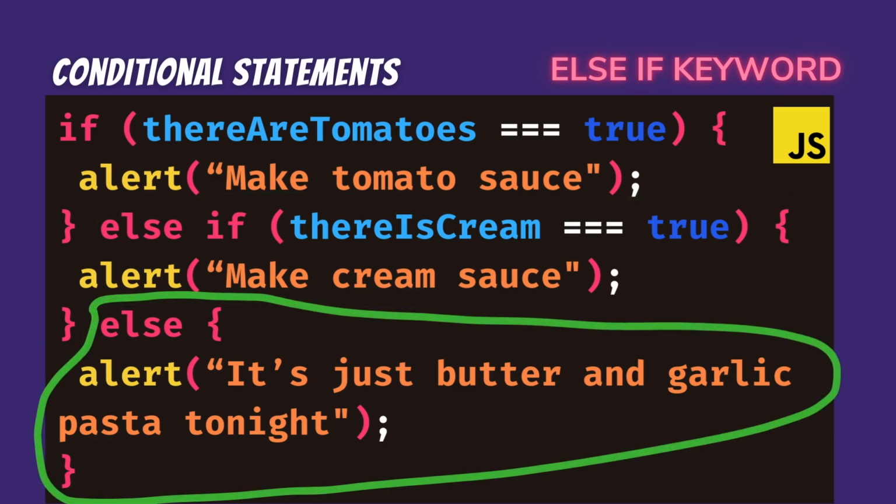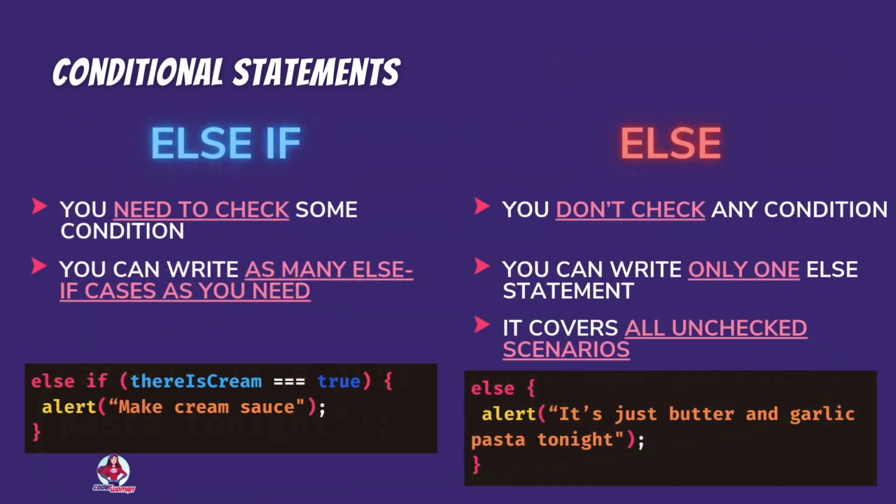You might now wonder what the difference is between the else and else-if cases. With the else-if keyword, you need to check a condition, but if you write just else, you don't check any condition. You can have many else-if cases, but only one else statement, and it covers all unchecked scenarios. Now you understand how to make the computer decide what to do based on conditions.